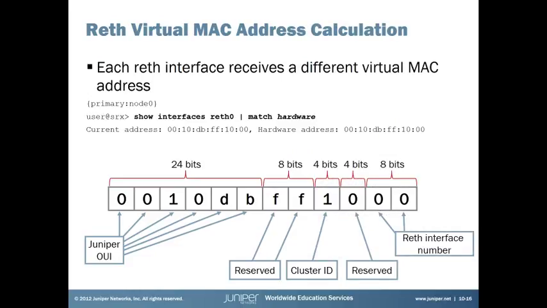Okay, this is the virtual MAC address here. So you can take a look at what that is. Here it is, show interface reth0. So you see the name of the interface. Okay, reth0. So we're not talking about ge-0/0/whatever. We're talking about a name which is reth0. I'm just taking a look at the MAC address there.